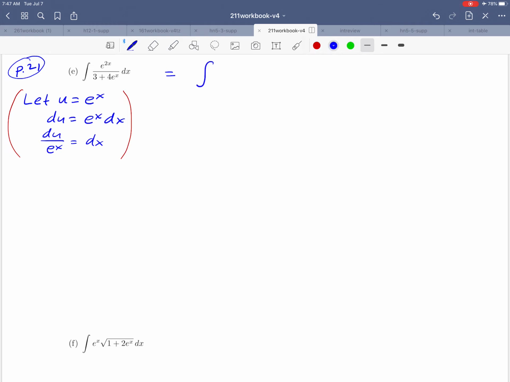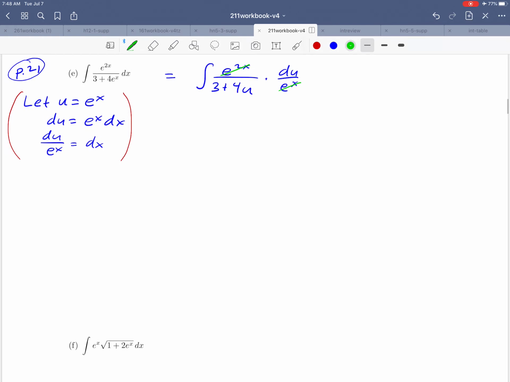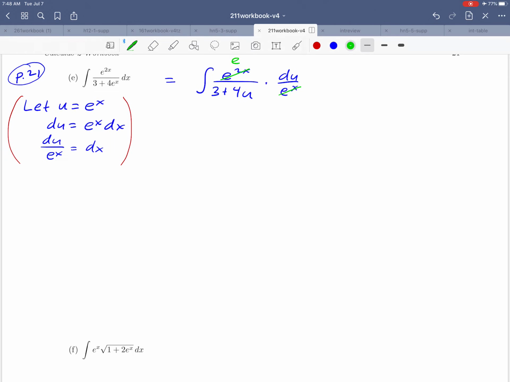And if we rewrite our integral, let's see what's going to happen here. We're going to get e to the 2x in the top over 3 plus 4, and we called e to the x u, so we'll substitute that in. And then dx, we can see from our work, is du over e to the x. Okay, so far so good. Now, do we get any cancellation here looking at that expression? We actually do. The e to the x and the e to the 2x cancel and just give us one e to the x in the top. It's like we're subtracting exponents. 2x minus x gives us e to the x in the numerator.